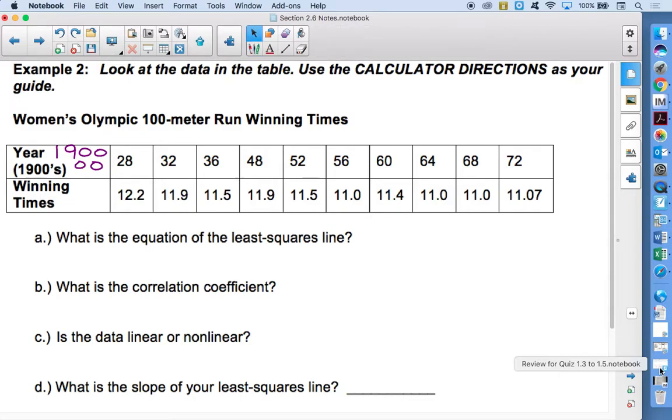So see if you can come up with an equation. It says least squares, that's really the best fit line, the line of best fit. It's called a whole bunch of different things. Come up with a correlation coefficient. Look at your graph. Decide if the graph is linear or nonlinear. And then we'll talk about the rest of the questions.